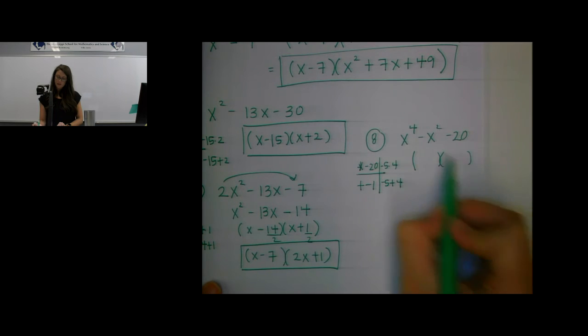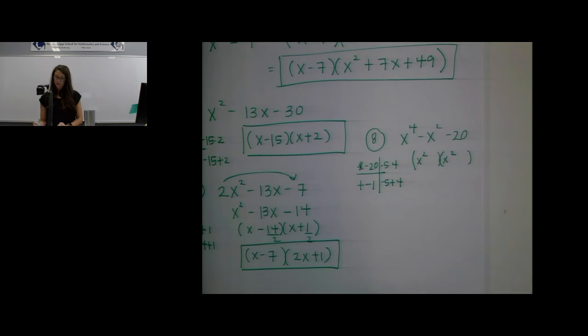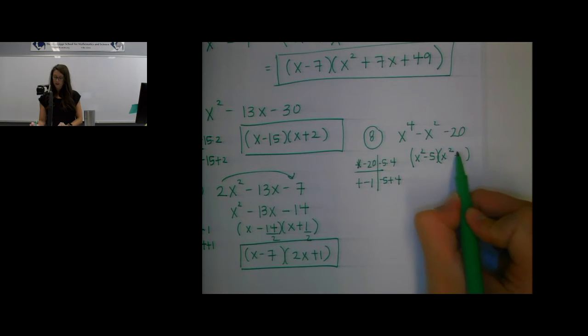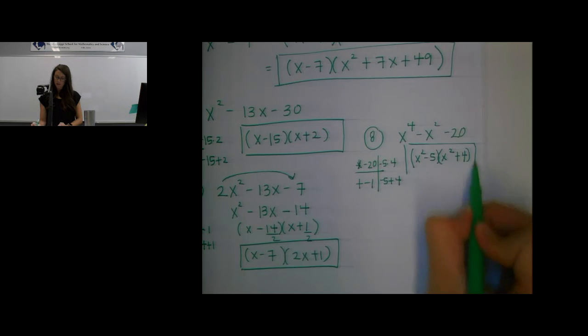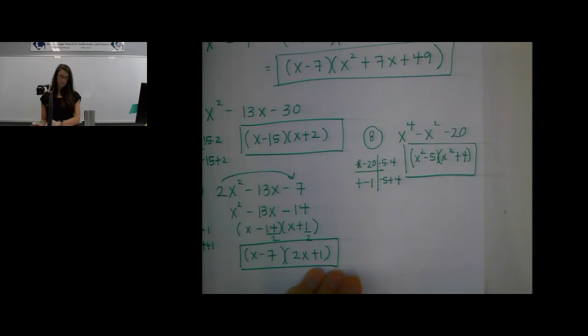So let's look at this. This is an x to the 4. So that's going to be an x squared and an x squared. Okay, and it's going to be a negative 5 and a plus 4. Can I go any further? And no.